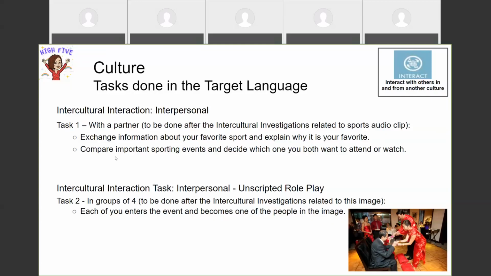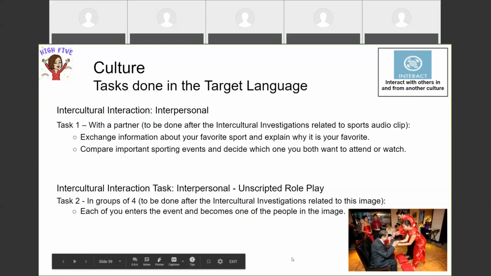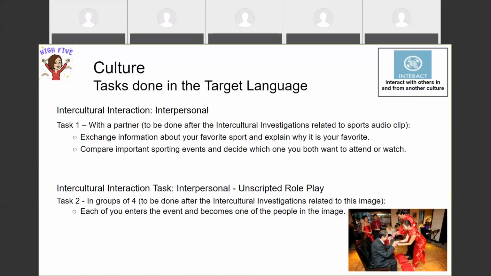And then for a more intermediate level, they might compare important sporting events happening in a target country and decide which one you both want to attend or watch. And so that's going to take a lot of negotiation back and forth. That's that intercultural interaction, of course. And then if we go back to this particular text, which happened to be the image of this wedding, it would be an unscripted role play. That's the whole point. If it's interpersonal, it's not scripted, it's unrehearsed.